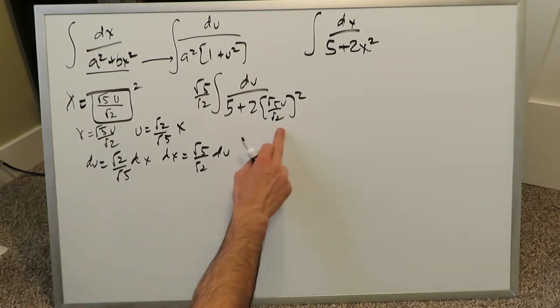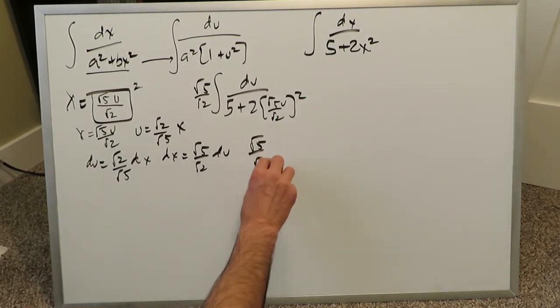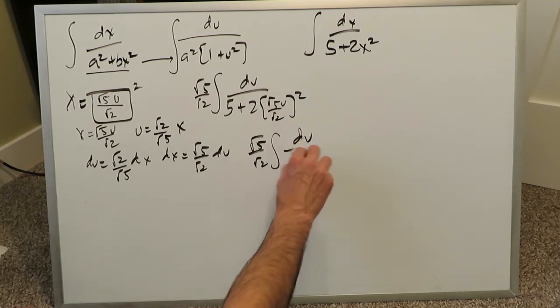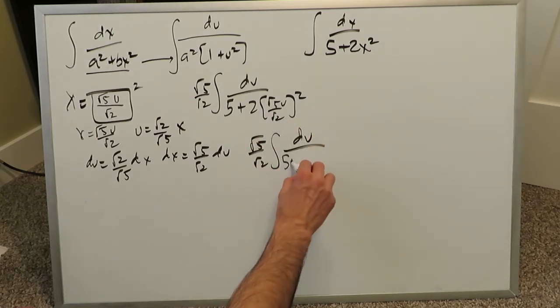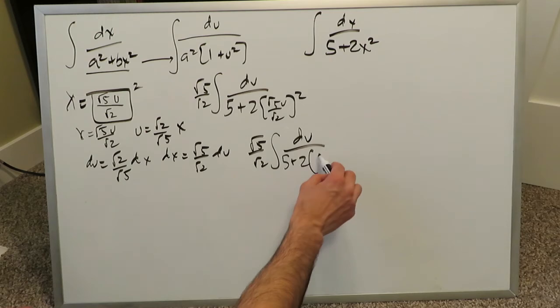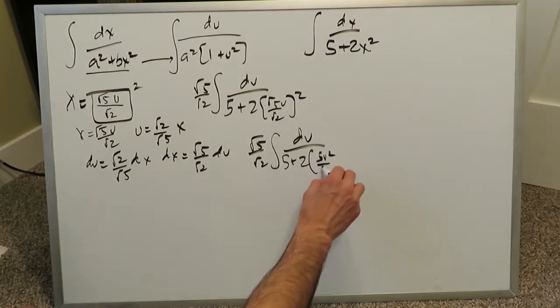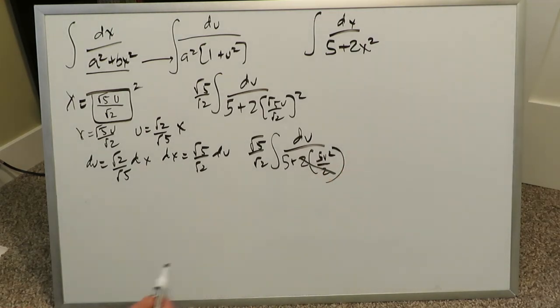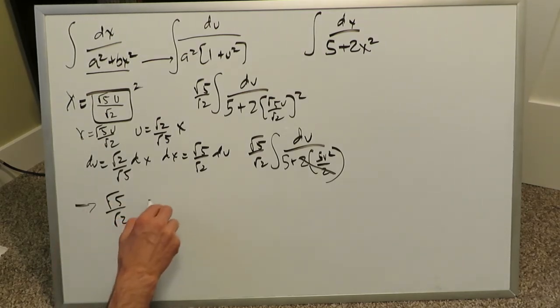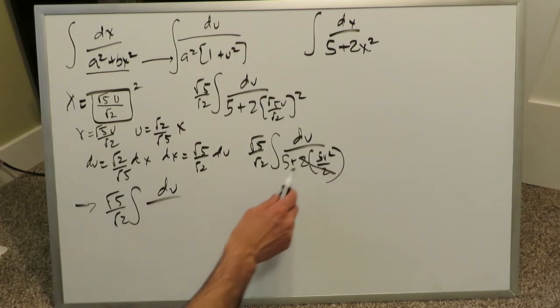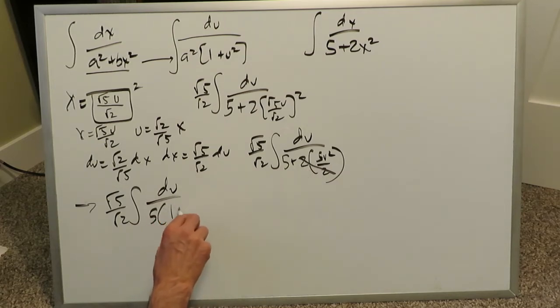Alright, let's go to the next step from right over here. Root 5 over root 2 integral du. We can open up this part, 5 plus, actually we won't open it, but we'll square everything out. We'll have 5u squared over 2. These 2's can cancel out. And now we'll come right over here. Root 5 over root 2 integral du. We can isolate the 5. 5 into 1 plus u squared.